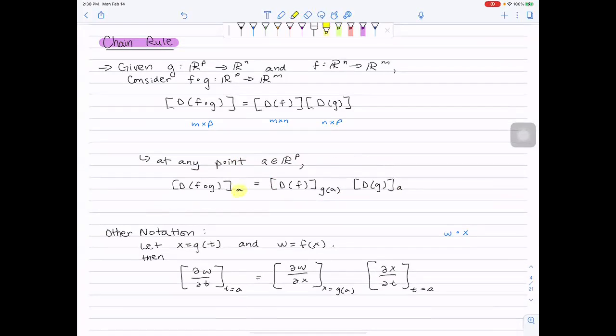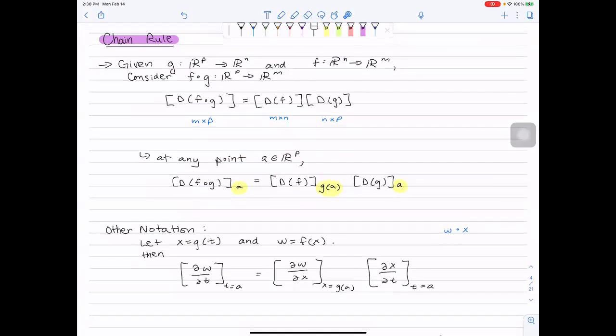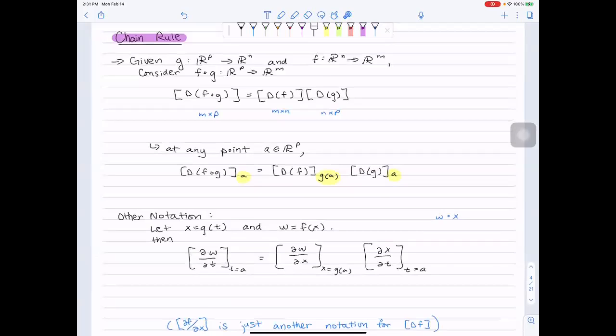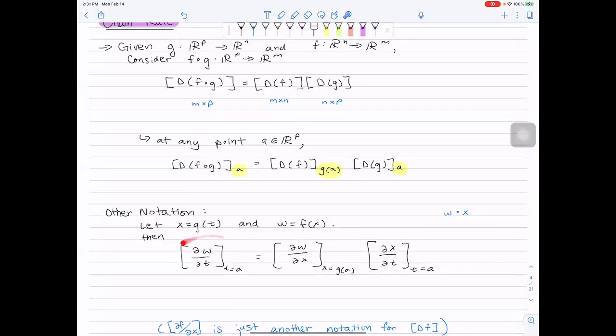Notice that here we put an A, here there's a g of A, and here there's another A. So you want to pay attention to the values that you're evaluating your derivative at, because these highlighted ones are very important to pay attention to. There's also another notation that says the same exact thing, just with partial derivative symbols instead. And that's this formula. It's saying the same exact thing as this capital D formula, just with different notation.